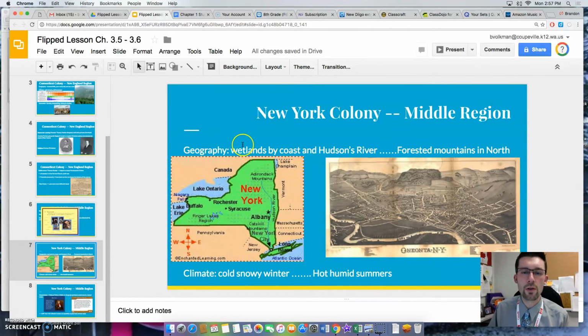The geography of the New York colony was very different depending where you were. First off, if you were down here by the coast, there was wetlands. If you're by the Hudson River, which is right here, wetlands. Again, very wet. If you were away from the river, very mountainy. The Appalachian Mountains went through this area and also through the New England colonies as well. So very mountainous, and through the parts of the southern as well. The northern part, as I said, was mountainous but very forested, as you can kind of see here. The climate was cold and snowy winter, followed by a very hot and humid summer. So pretty similar to what we saw in the New England colonies.